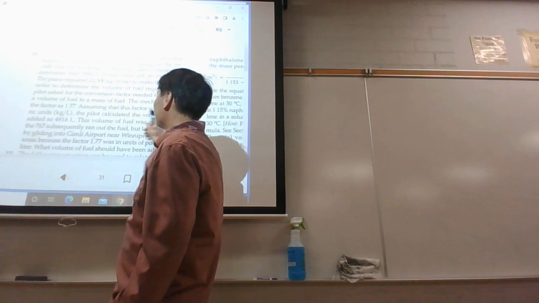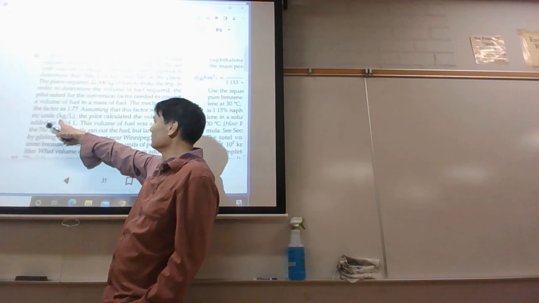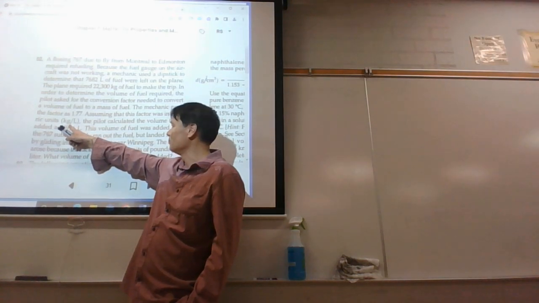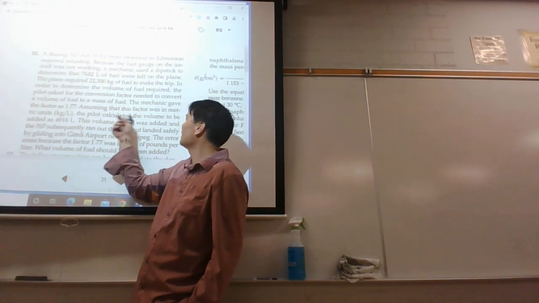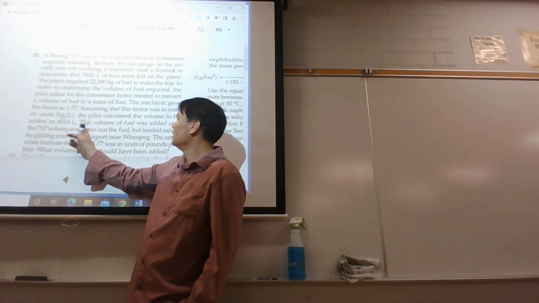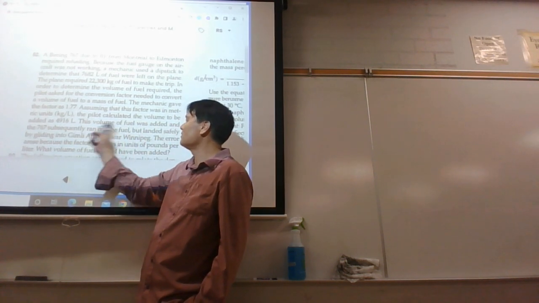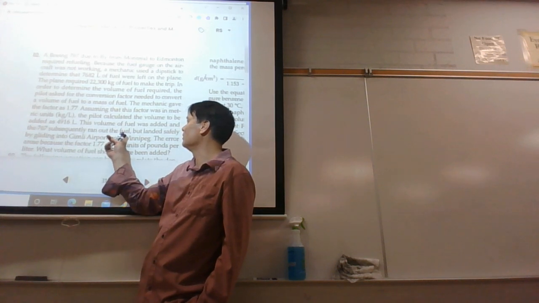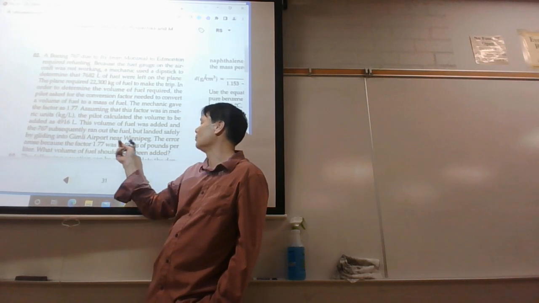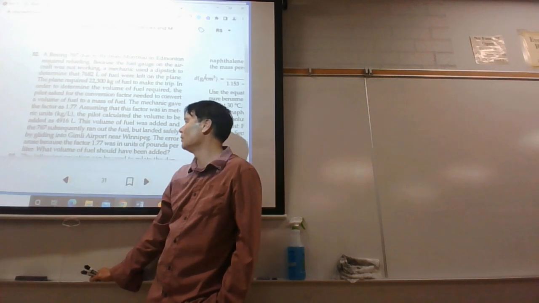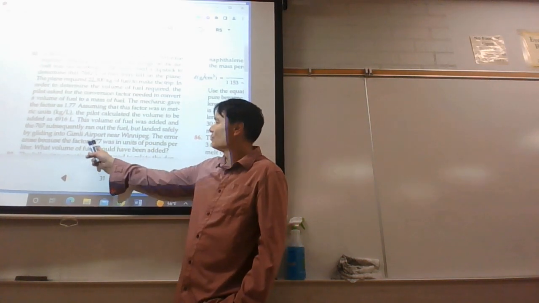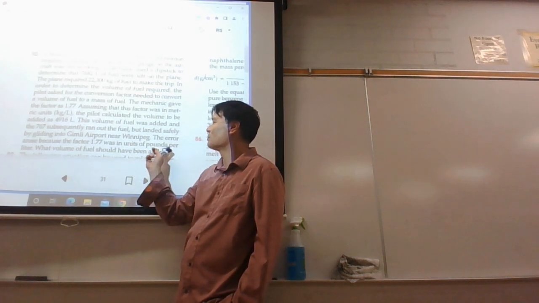Okay, assuming that this factor was in metric units, kilograms per liter. Well, kilograms per liter is the same as gram per milliliter. It's going to be numerically the same. And that's what you'd expect. The pilot calculated the volume to be 4,916 liters. This volume of fuel was added, and the 767 subsequently ran out of fuel, but landed safely. This is a true story, by gliding into Gimli Airport near Winnipeg. And so the calculation was off. The error arose because the factor 1.77 was in units of pounds per liter.